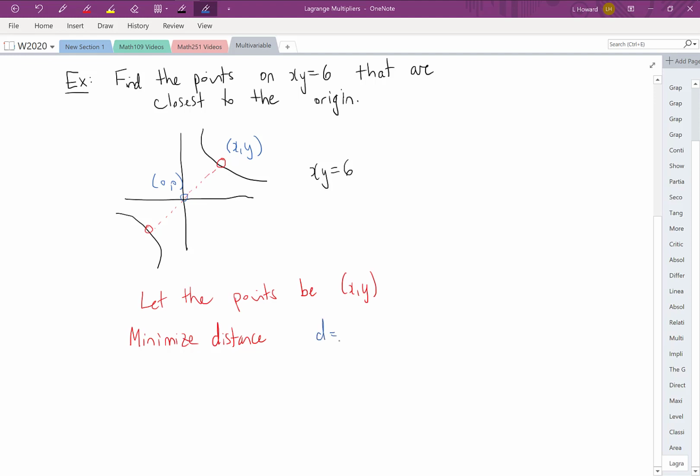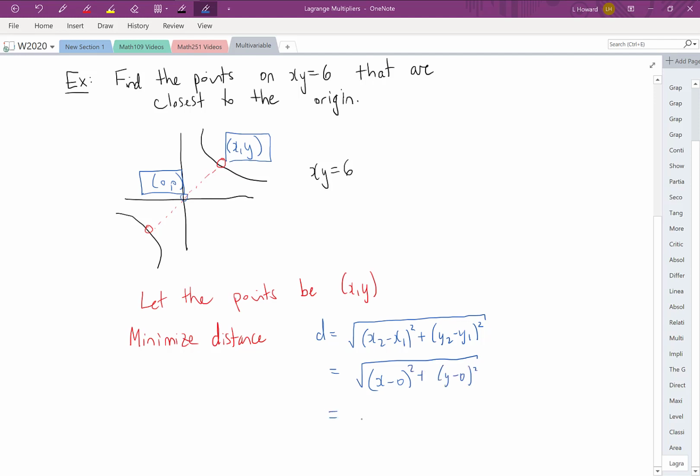And distance, if we think back to maybe pre-calculus where we saw a formula for distance, square root of (x2 minus x1) squared plus (y2 minus y1) squared. And if we actually just sub into this, let's say x, y is acting as our x2, y2, and let's say 0, 0 is acting as our x1, y1, then we'd have a formula that looks like the square root of (x minus 0) squared plus (y minus 0) squared. Or more simply, we could just call that the square root of x squared plus y squared.